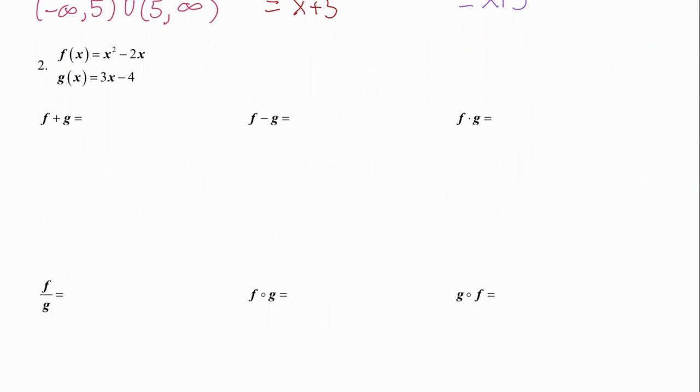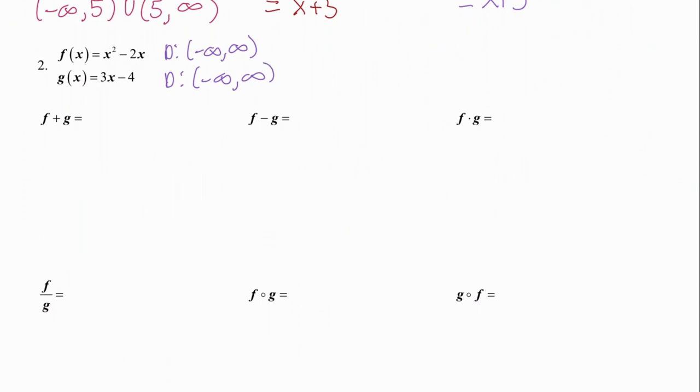Okay, so the next one, again, we need to think about these two functions, and we need to say, okay, what kind of functions are they? And so therefore, what is their domain? So looking at the first one, that's a parabola. And we know that for domains of parabolas, that's going to be negative infinity to infinity. And the second one, again, is a linear, so we also know that is going to be negative infinity to infinity.